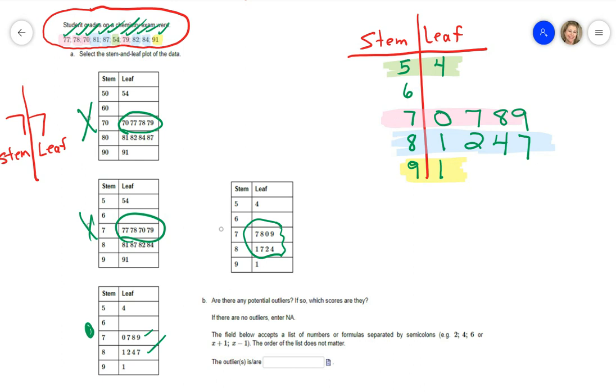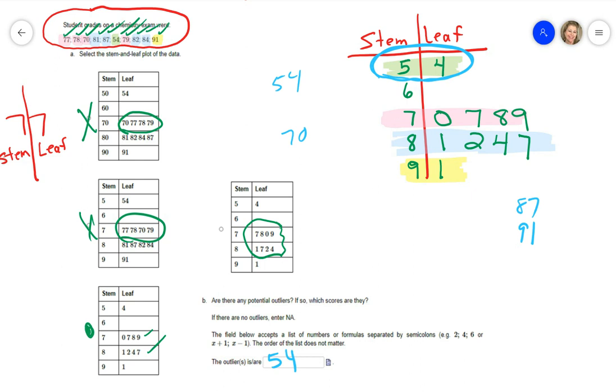It says the field below accepts a list. Oh, just type in the numbers. Okay. So I'm looking at these scores and I had one person here that is far away from the others in the 70s, 80s, and 90s. 91 isn't really an outlier because it's really close to the 87, all right? But 54 is pretty far away from that 70. So I would say that my outlier is the 54.